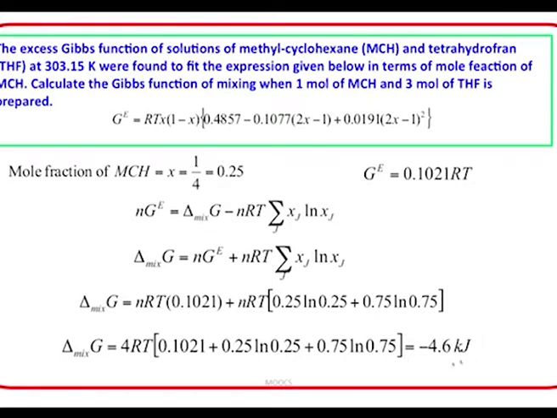This is the experimentally observed Gibbs free energy of mixing, and obviously this value will be different than the one which is predicted by ideal solution. And as I earlier discussed, the excess functions are very important because excess functions indicate the extent of deviation from ideality.